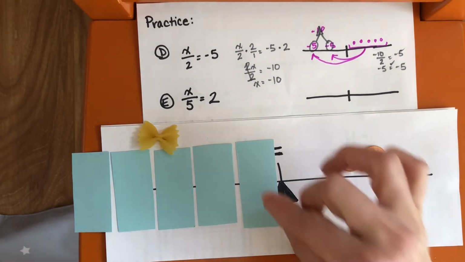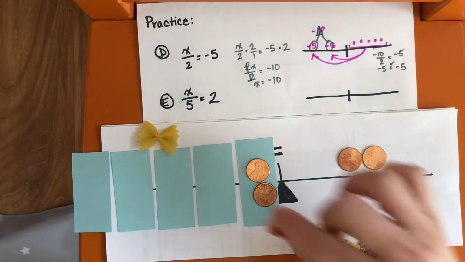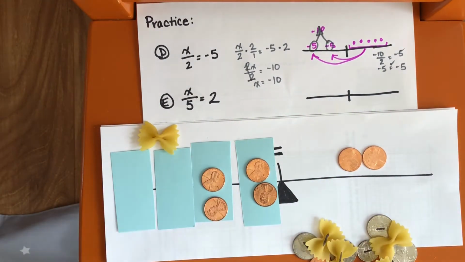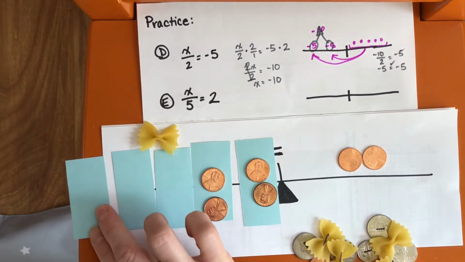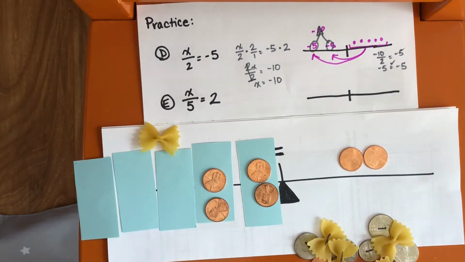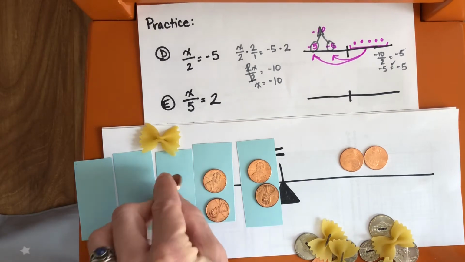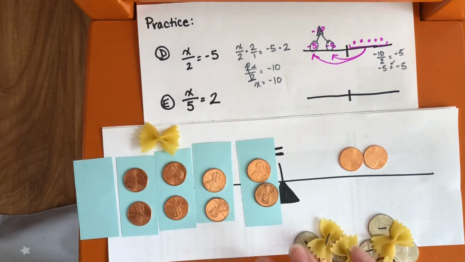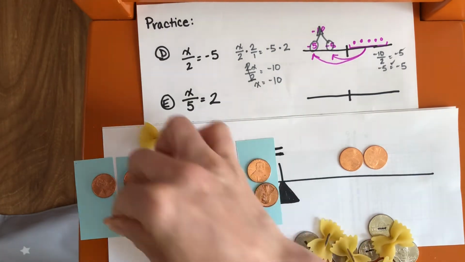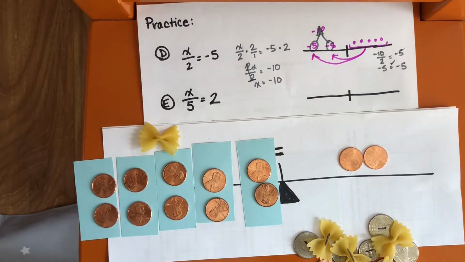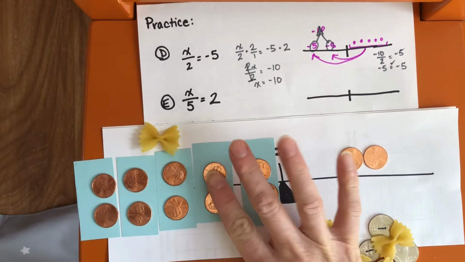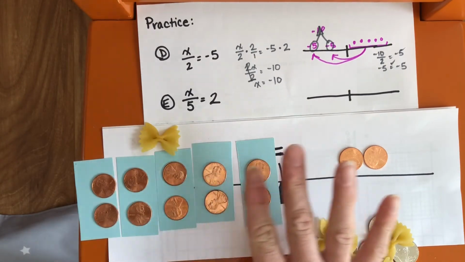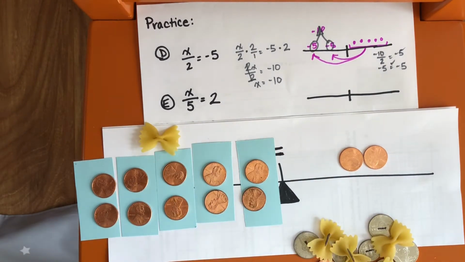So I'm going to show that over here so that I can count them up. No, I lost a group. Come back, group. And you'll notice when we have our 5 equal groups of 2, we have 2, 4, 6, 8, 10. So we know that x is equal to 10.